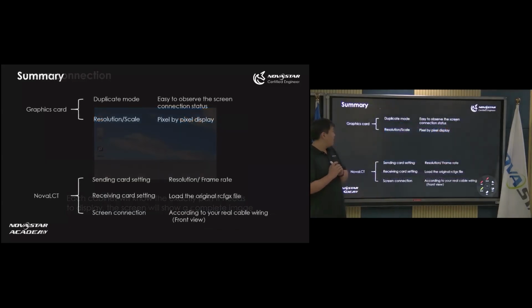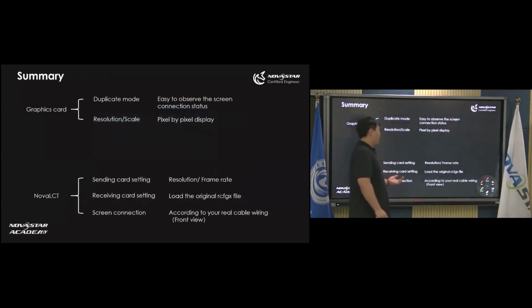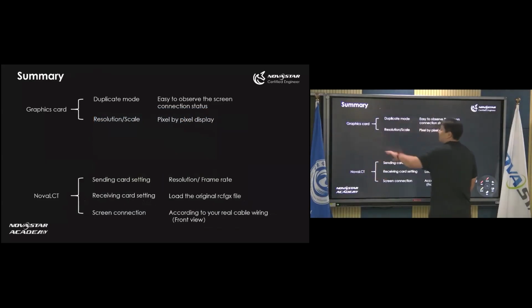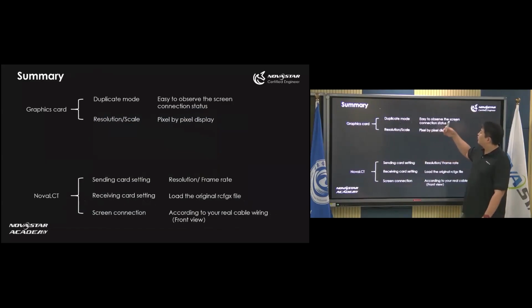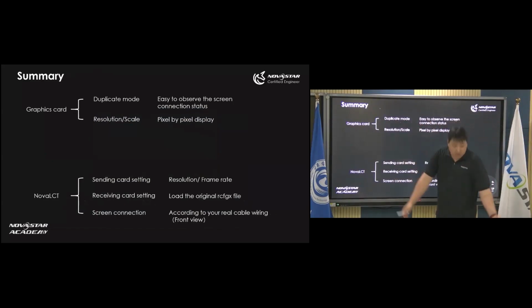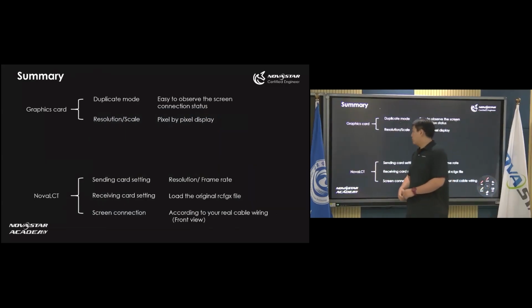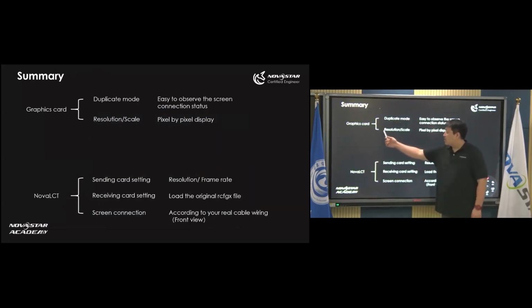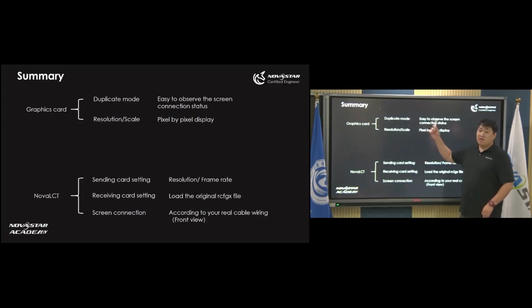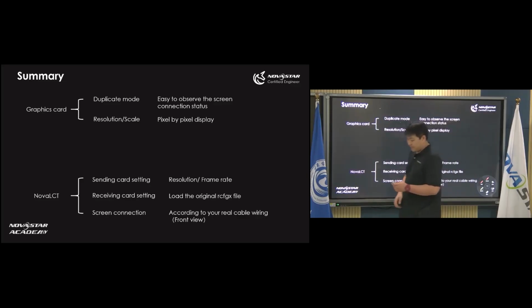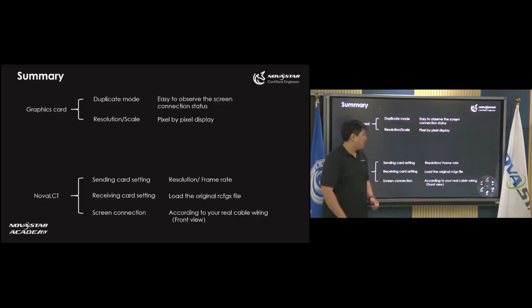Well, here is the summary. For the graphic card part, we have the duplicate mode, just to easily observe the screen connection status. Yes, you just want every screen to show the same thing as our desktop, then that would be cool. And next is the resolution or scale. That setting is all about the pixel to pixel level display.